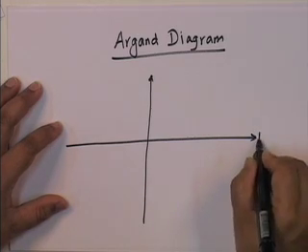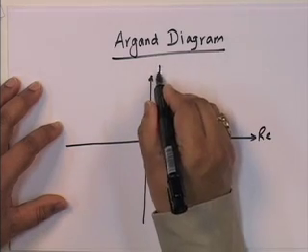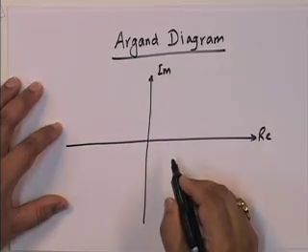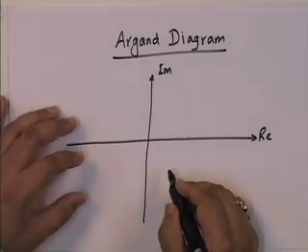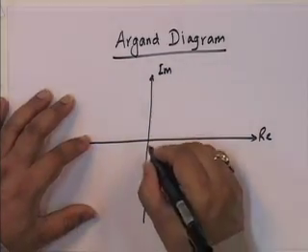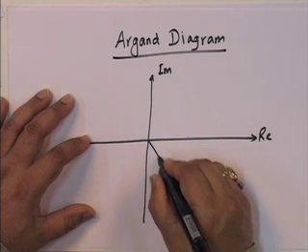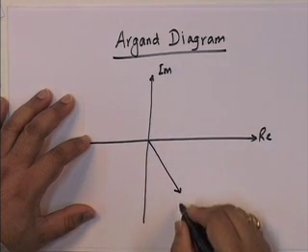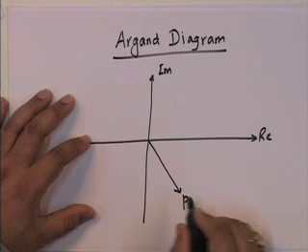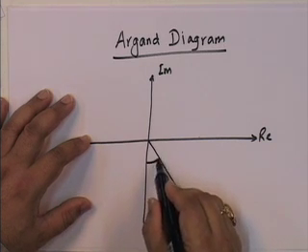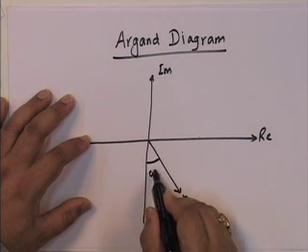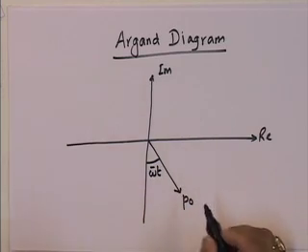So, this is the real axis, this is the imaginary axis. Now, I have a P naught sine omega bar t. How will that look? That looks like this. It looks like P naught. This is omega bar t.